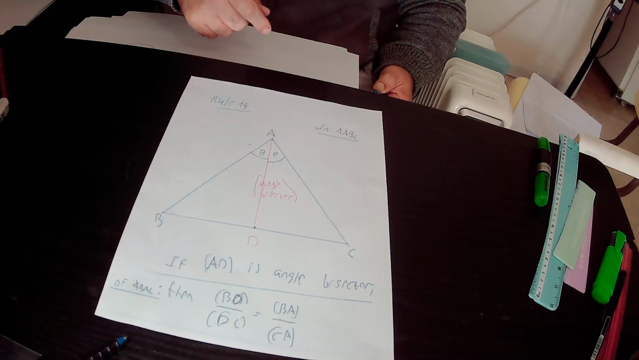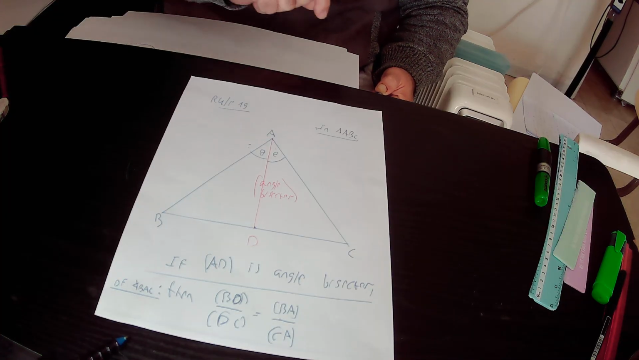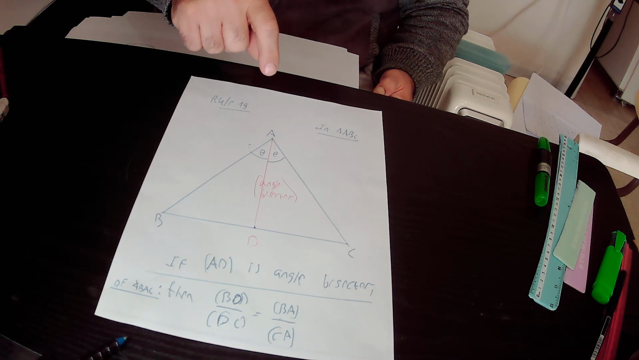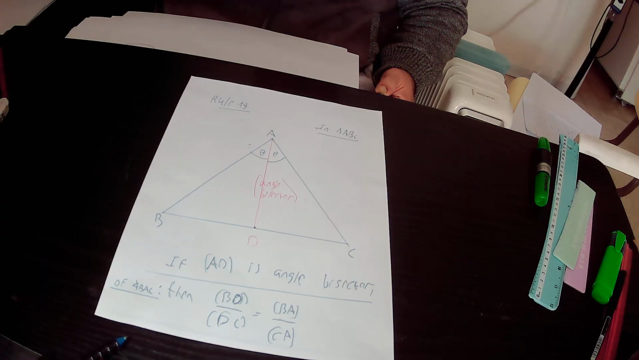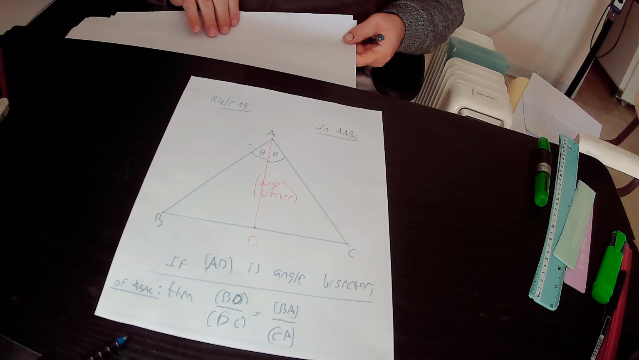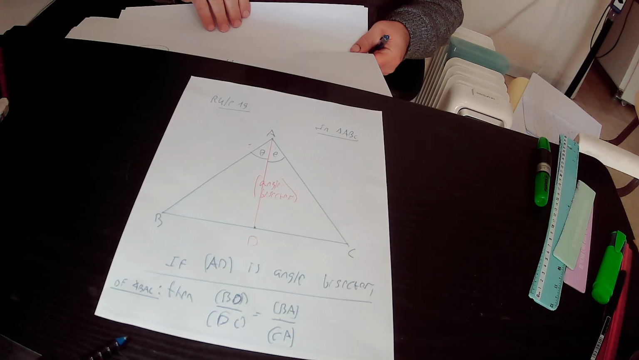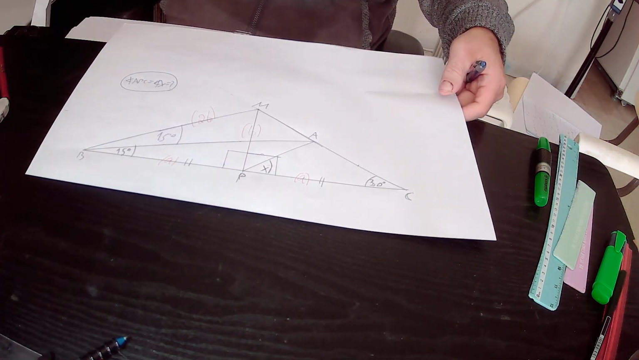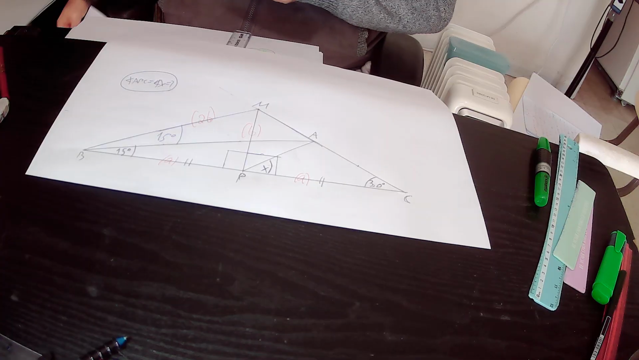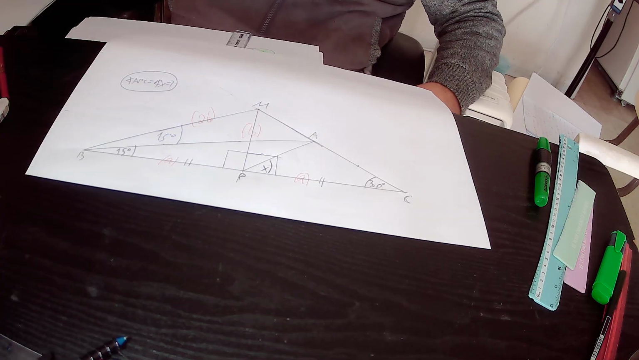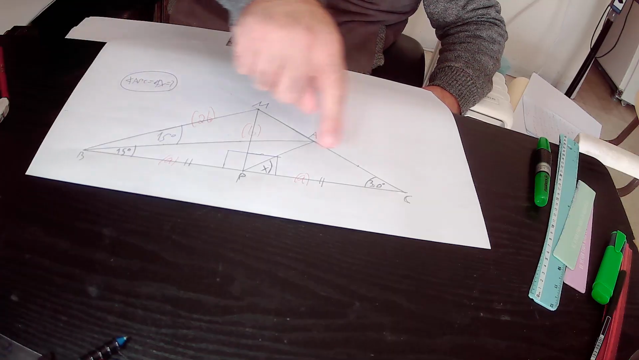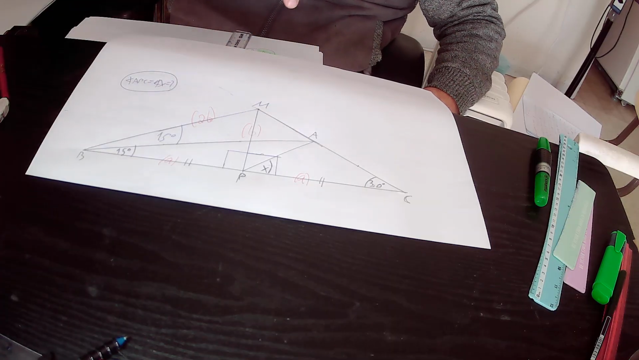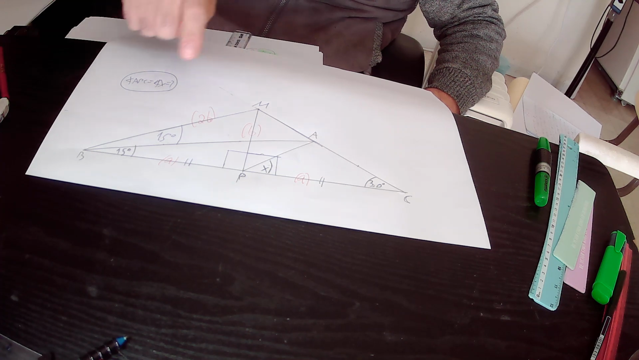So we can say that angle bisector AD divides the sides of this triangle ABC proportionally. So we can actually implement this angle bisector theorem, rule 19, in our drawing. Why? Because in our drawing, this is the associated triangle MBC, and AB is the angle bisector of this associated triangle MBC.